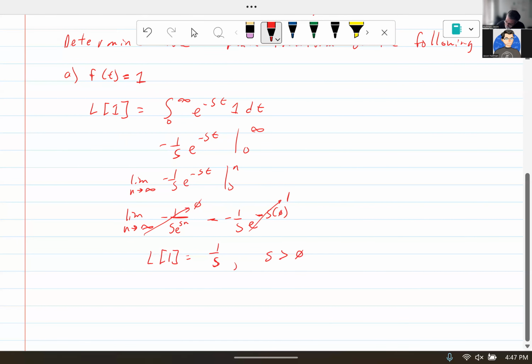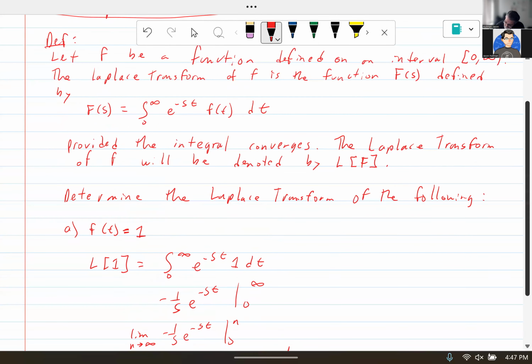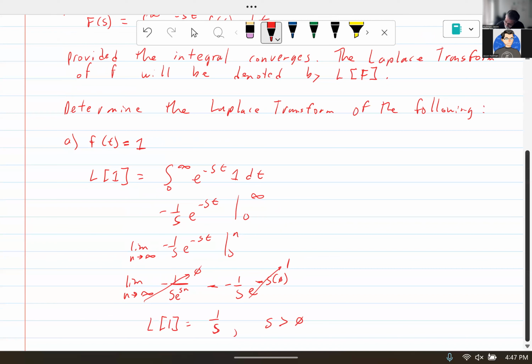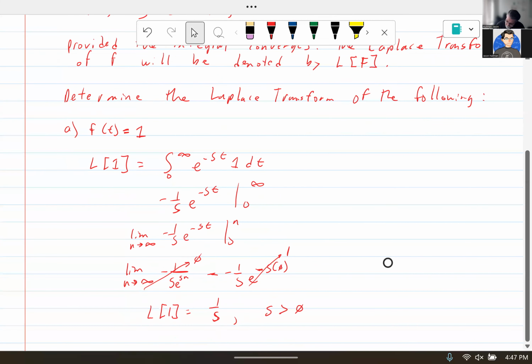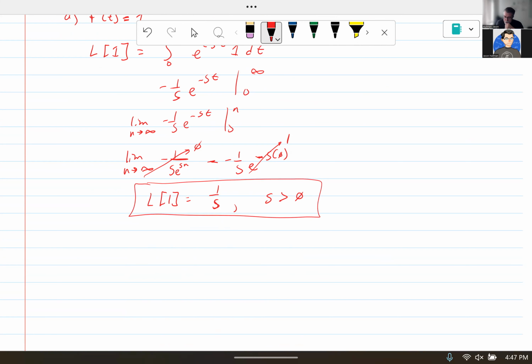If s was negative, then it would not converge, because I'd end up with a negative times a negative here, and that would give me a positive, and that thing would not go to 0. So just letting you know why s has to be positive.